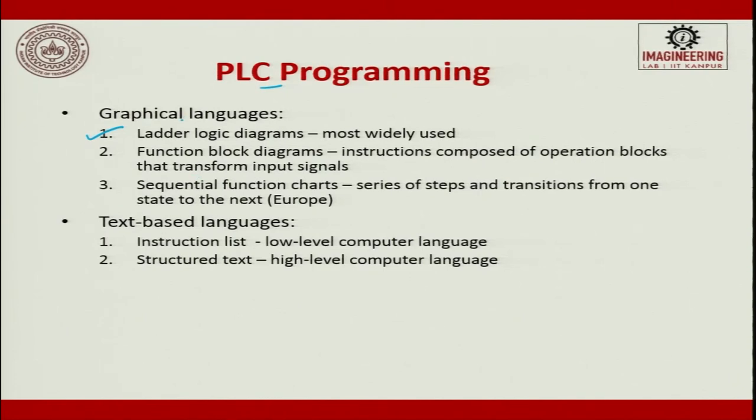So, the next one, if you do not like to use graphical form, like in CNC you did not like to go for G codes and M codes, you have APT. So, like that you will also have textual based languages: instruction list, a low level computer language, and structured text, which is a high level computer language. These are also used to program a PLC controller. These 2 are very important, function block diagram and sequential function chart. Function block diagram, instructions composed of operation blocks that transform input signals. Sequential is a series of steps and transitions.